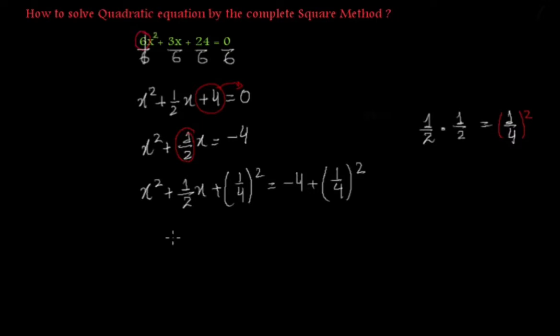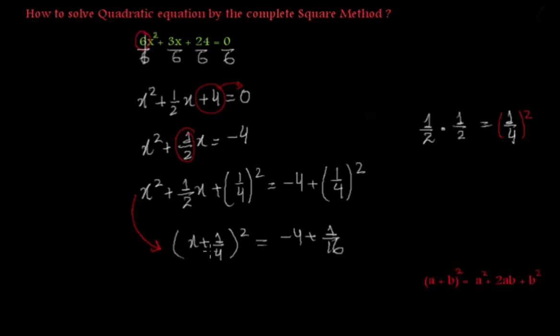Now we see our left hand side represents a complete square, x plus 1 over 4 squared. And our right hand side is. If you are wondering how we got from this point to this point, and how we got the complete square, that's because we use the formula of (a plus b) squared.